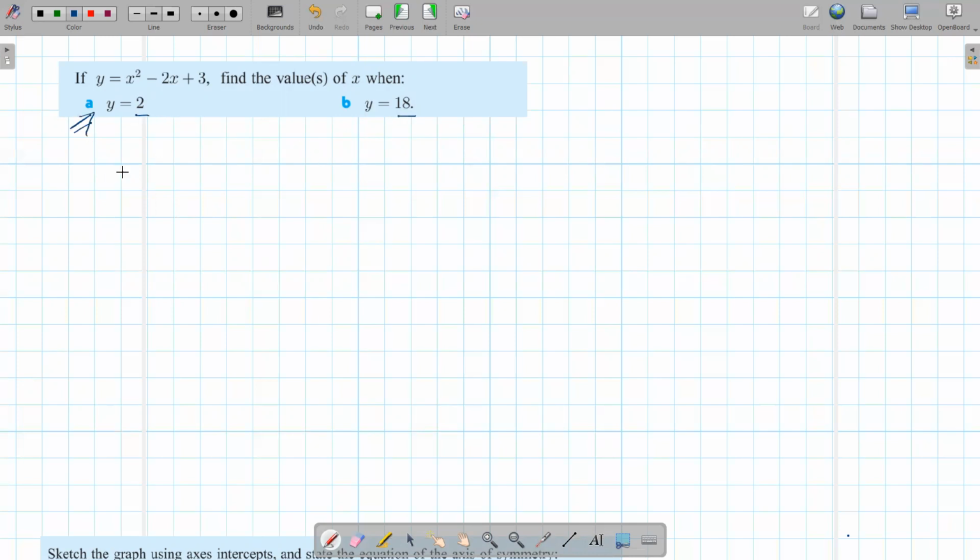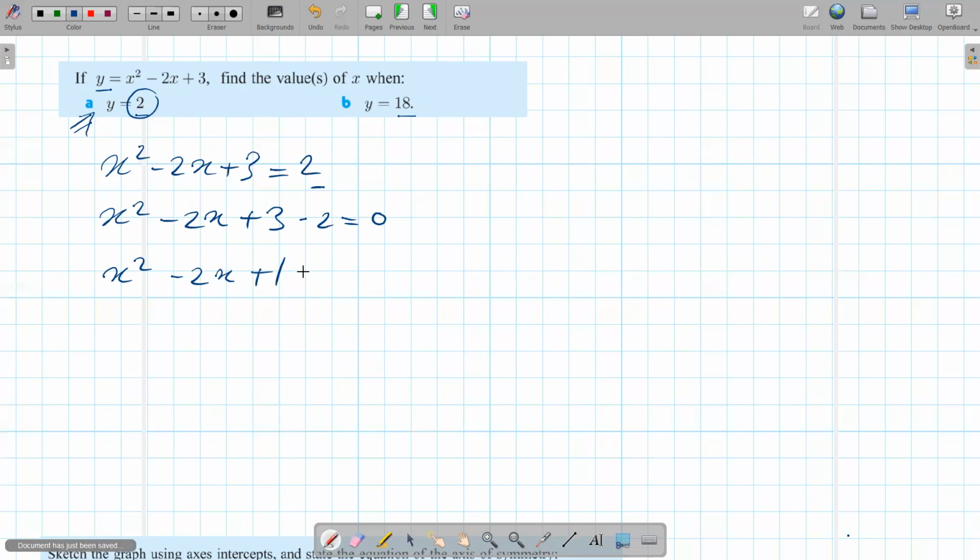For the first equation, I'll substitute 2 instead of y. It becomes x squared minus 2x plus 3 equals 2. After that, it becomes x squared minus 2x plus 3 minus 2 equals 0, and then x squared minus 2x plus 1 equals 0. Then we're going to find two values. If we multiply these two numbers, the result should be 1. If we add them, the result should equal negative 2.